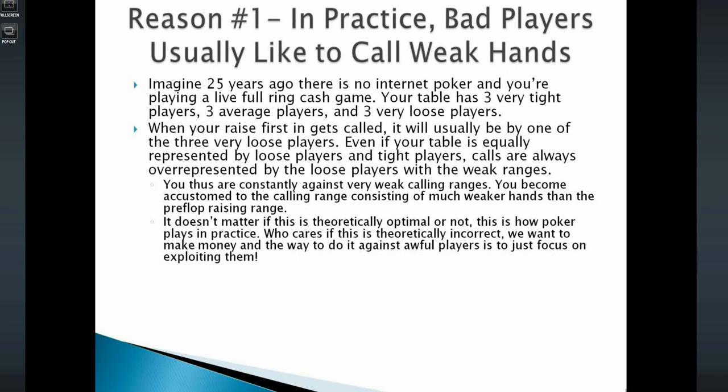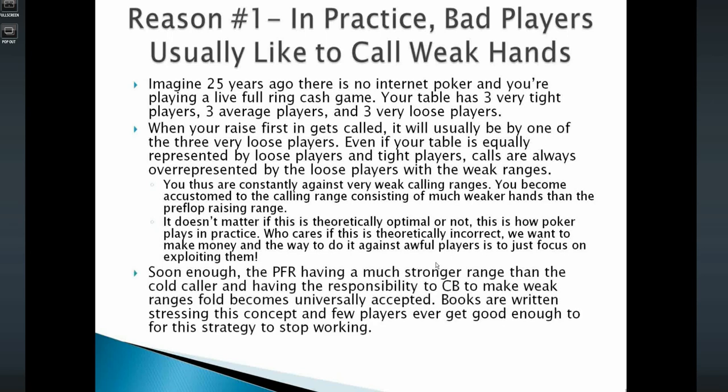It doesn't matter if this is theoretically optimal or not. This is how poker plays in practice, and by plays in practice I mean 25 years ago. Who cares if this is theoretically incorrect? We just want to make money, and the way to do it against awful players is to just focus on exploiting them.